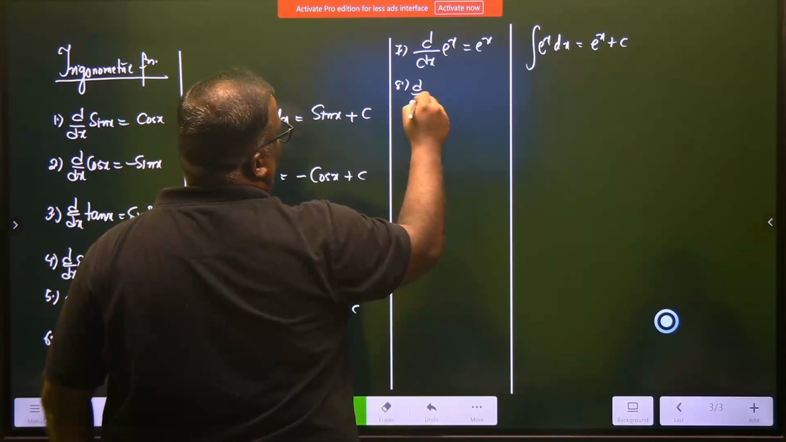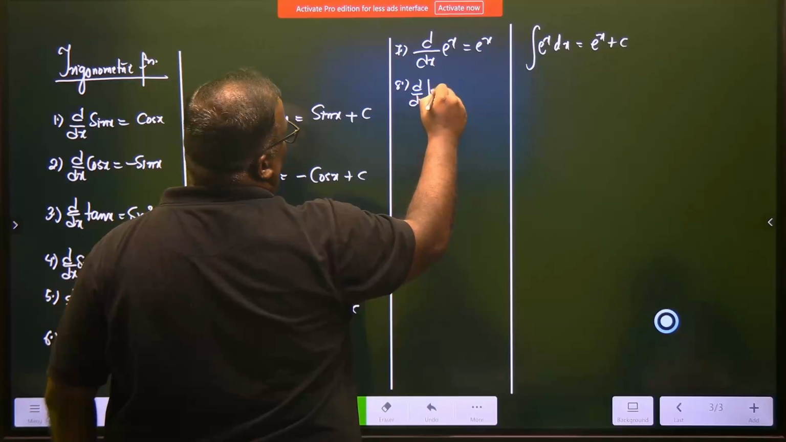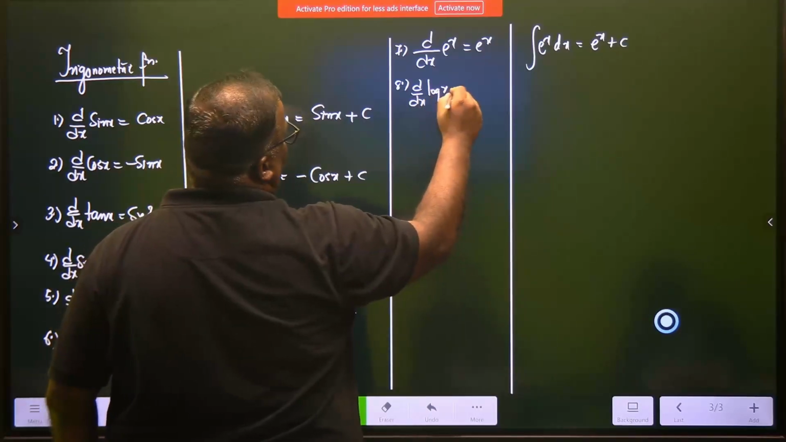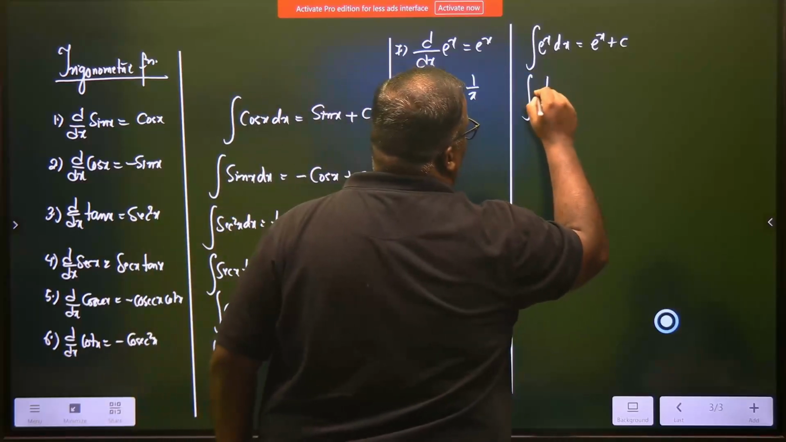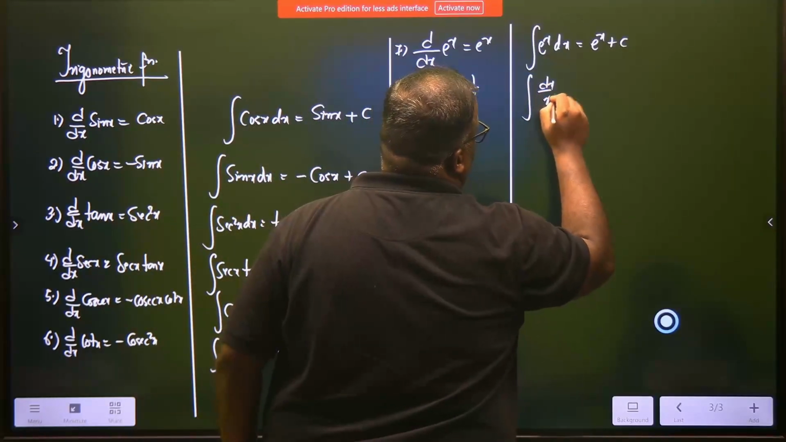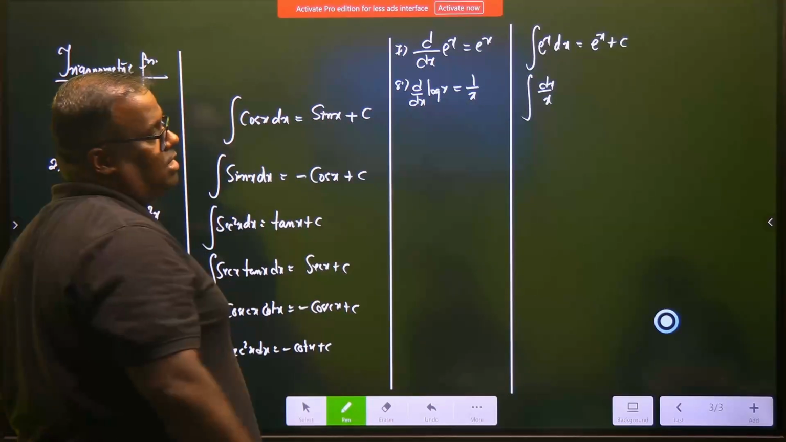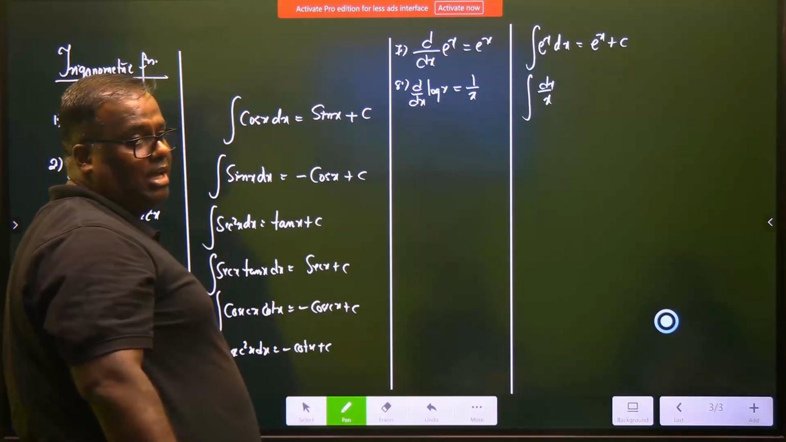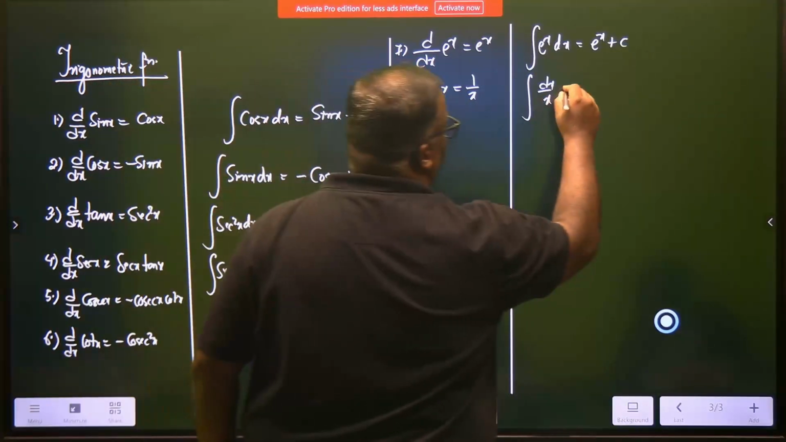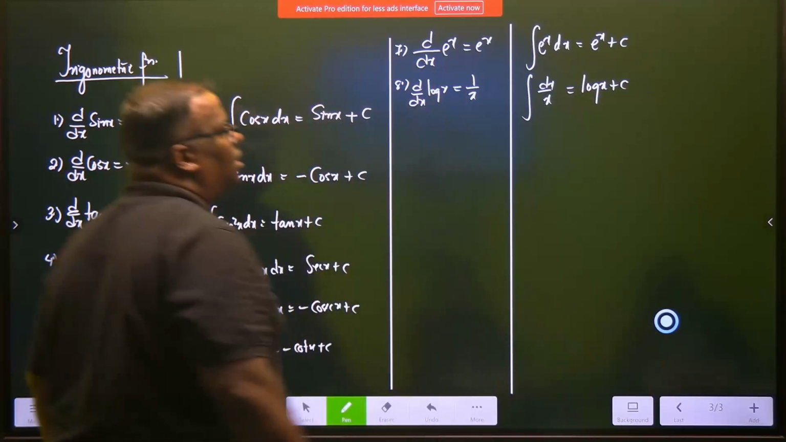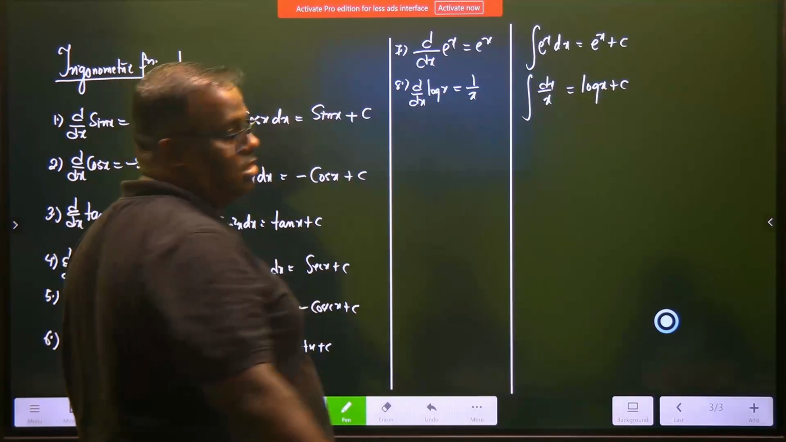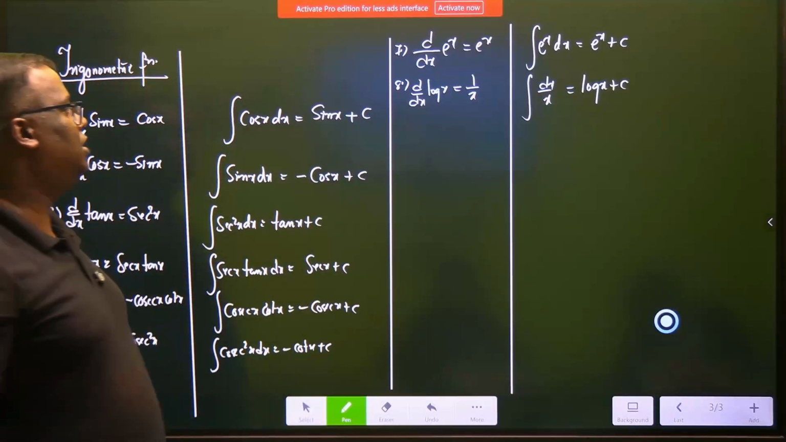d/dx of log x, meaning ln x, is 1 by x. Integral dx by x or 1 by x dx is the same thing. See, 1 by x dx or dx by x is log x plus c. Okay. Now some interesting ones.